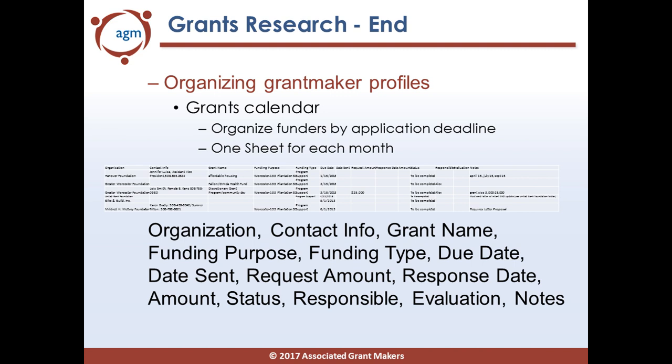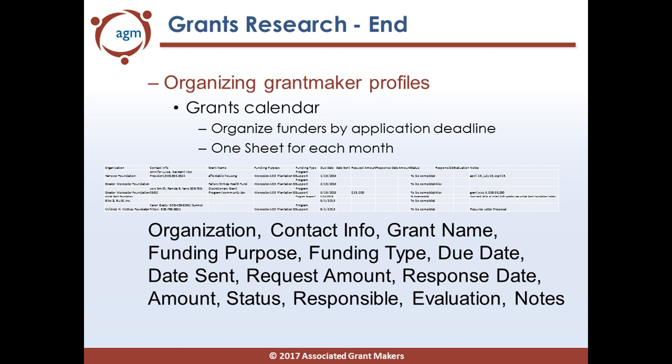So the first big thing to decide and make some actionable steps for is making sure that you have a way of organizing your grant maker profiles for potential funders. One very simple way, and I can send a template for this within the materials that we'll be sharing with you all, is a simple Excel spreadsheet grants calendar. It's an Excel spreadsheet that will organize funders by their application deadline. You can create one sheet for each month, maybe an additional one for an open deadline process.